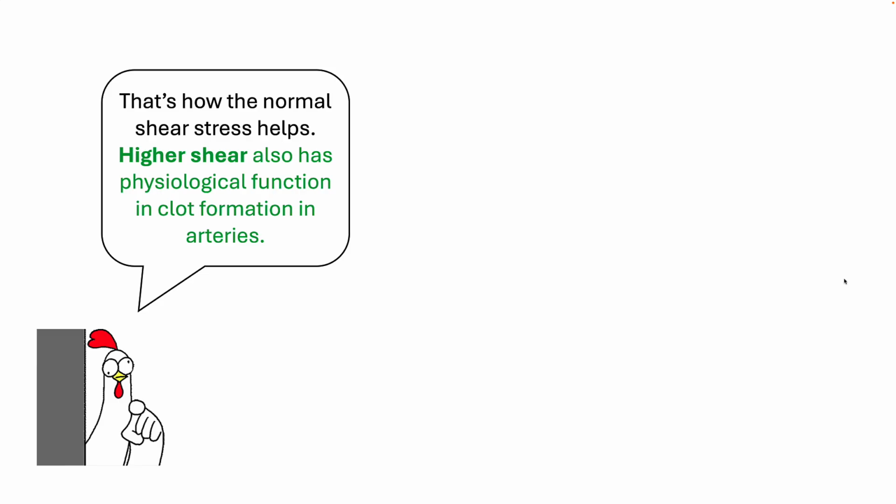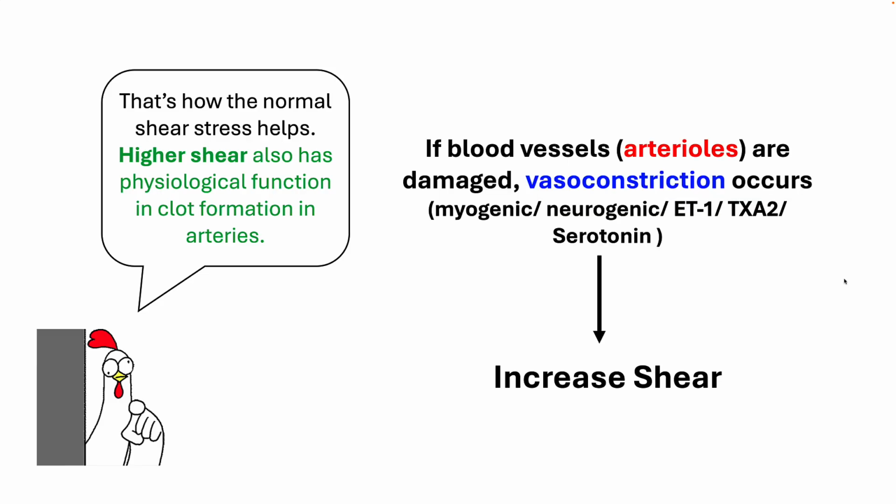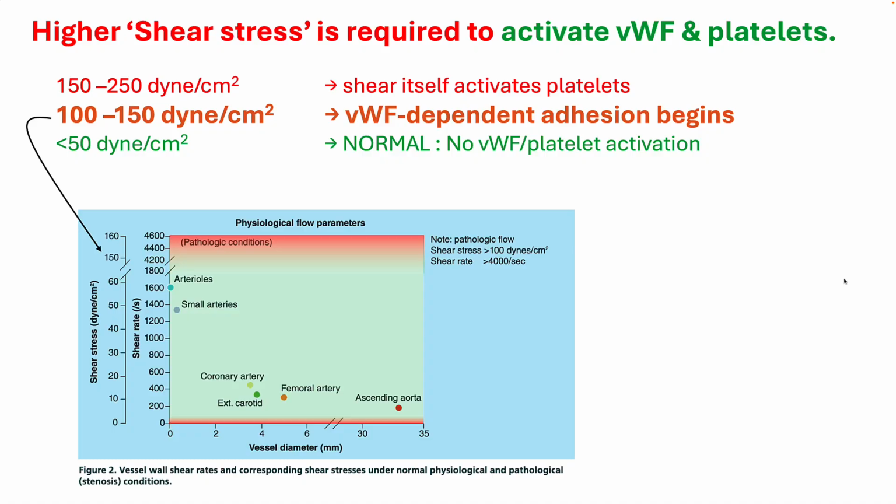Higher shear stress also has a physiological function in clot formation in the arteries. We learned in the previous lecture that if your blood vessels are damaged, they develop vasoconstriction, and this results in increased shear stress. High shear is required to activate von Willebrand factor and platelets, and this becomes important in your arteries and arterioles. So at higher shear stress, between 100 to 150, your von Willebrand factor dependent adhesion begins.